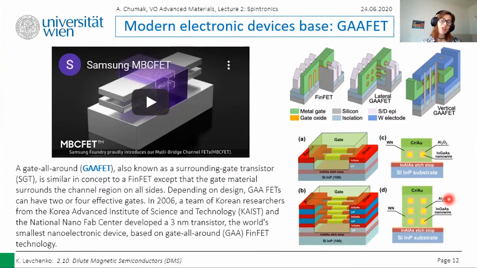Further advancements were achieved in the form of the gate-all-around, also known as the surrounding gate transistor concept, which is similar to the FinFET, except that here the gate material surrounds the channel region on all sides, not just on the three sides. It could be realized in the form of nanowires, whether lateral or vertical, or in the form of nanoplates, nanosheets, as presented in the Samsung MBC FET design.